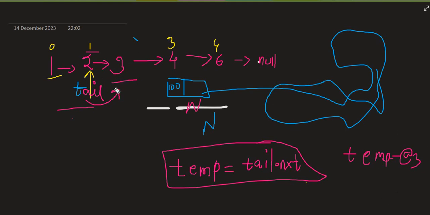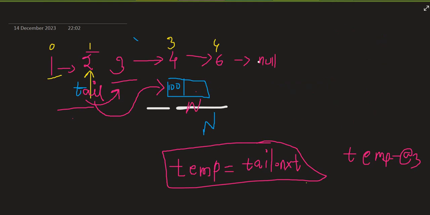Now we want to attach tail to the new node. Tail.next is equal to n. So okay, no problem. Tail.next is equal to the 100 node. After attaching this, what happens? This link will be broken. So this link will be broken, but we want to attach this 100 to 3.